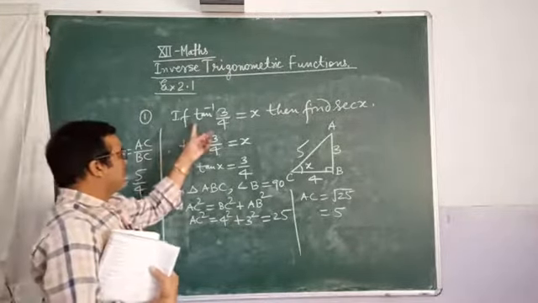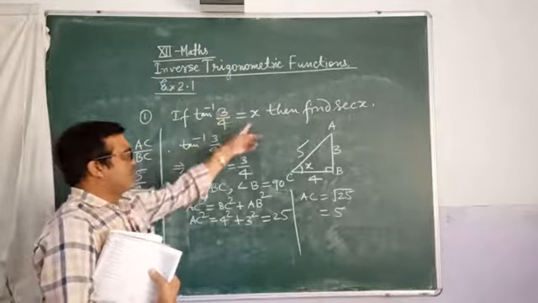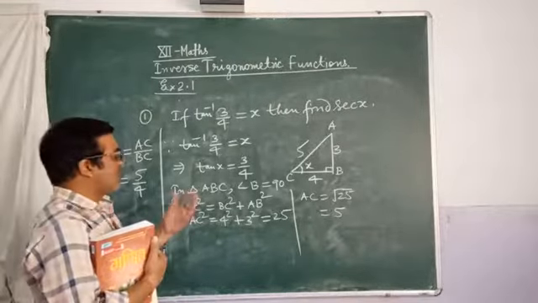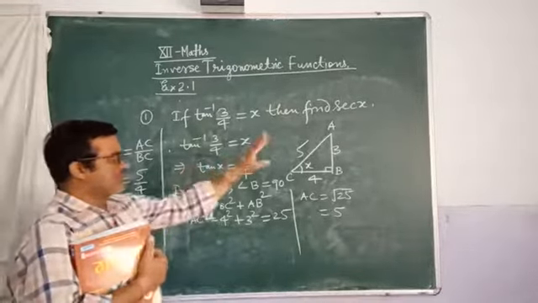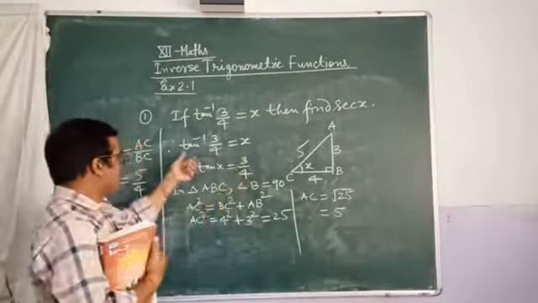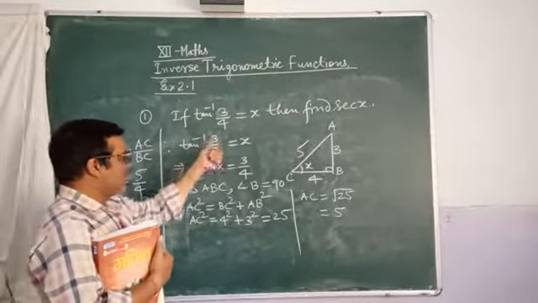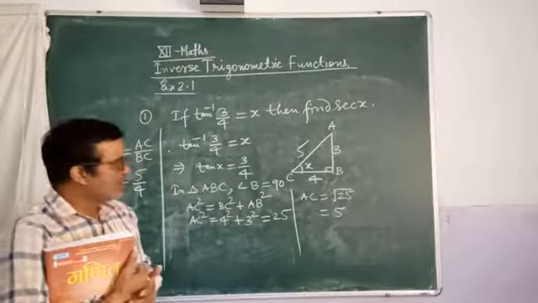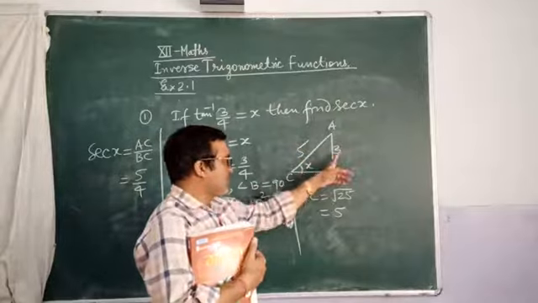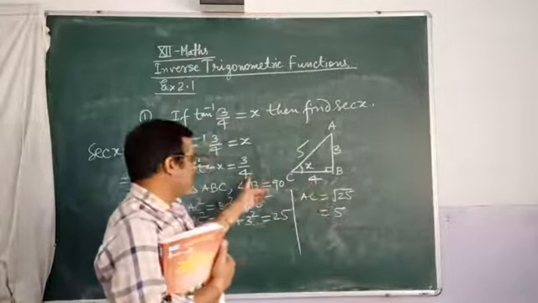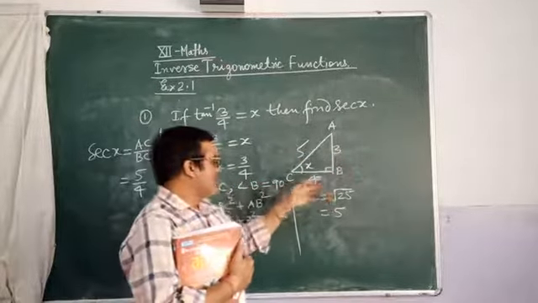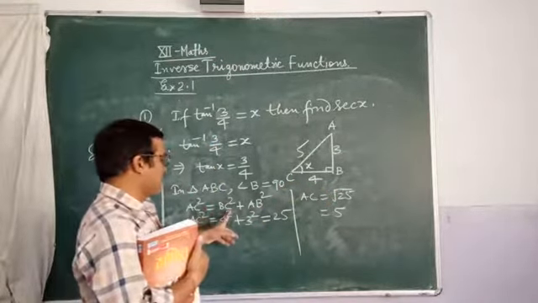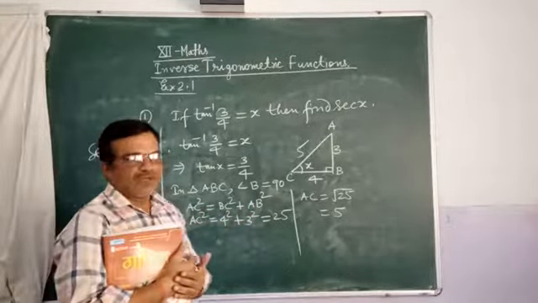We have been given this question tan inverse 3 by 4 is equal to x. We have to find the value of sec x. For the solution of this question, we put here tan inverse 3 by 4 is equal to x. Therefore, tan x equals 3 by 4. We make a right angle triangle, perpendicular upon base, 3 upon 4.